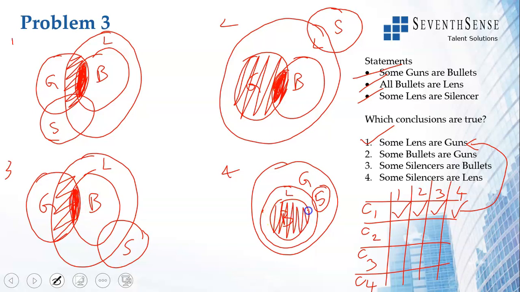This entire area, bullets are guns. All bullets are guns, or some bullets are also guns. It's true. Hence, you will get it true in all the 4 diagrams. Hence, conclusion 2 is also true. Let's look at conclusion 3.